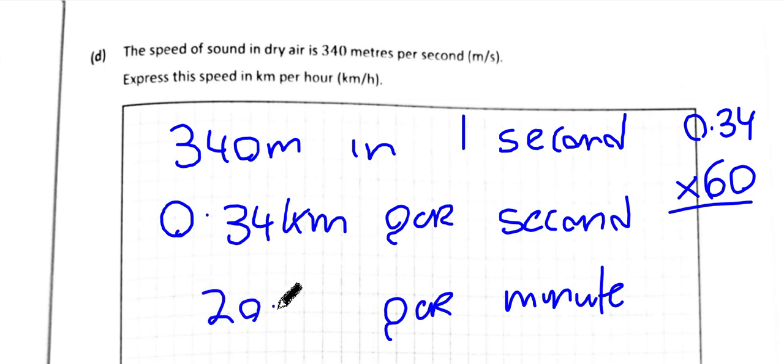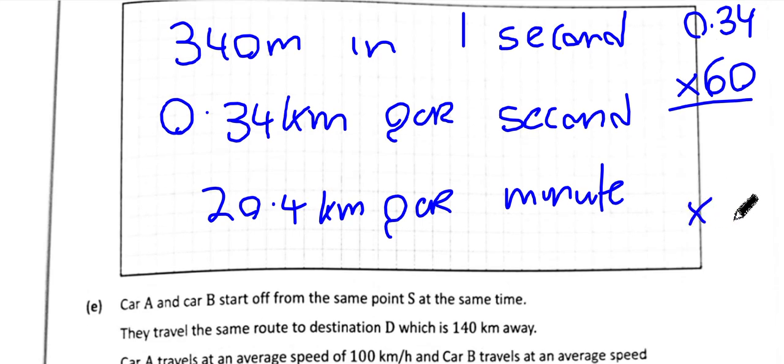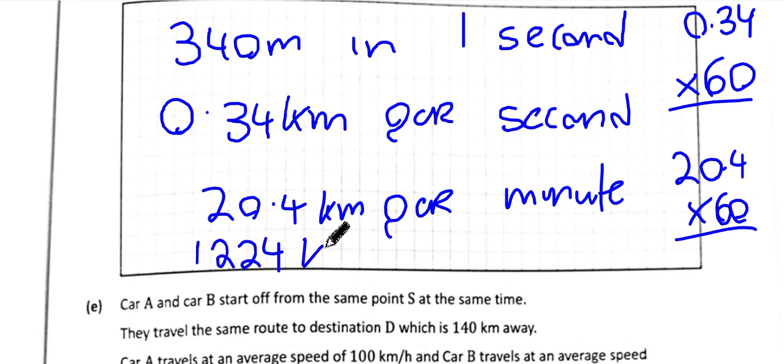Thank you. How do I turn minute into an hour? How many minutes in an hour? So if I travel 20.4 kilometers in a minute, surely I have to travel 60 times that distance to turn it into an hour. So I'm going to multiply it by 60. And what do we get? 1,224 kilometers per hour. And that's actually your speed. 1,224 kilometers per hour.